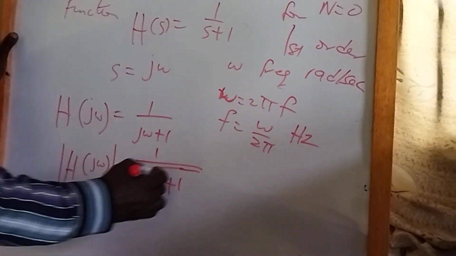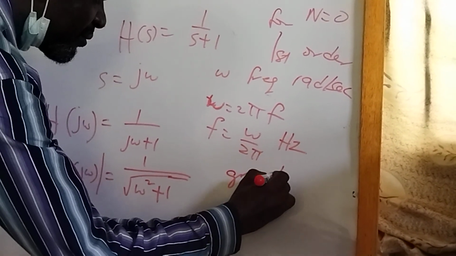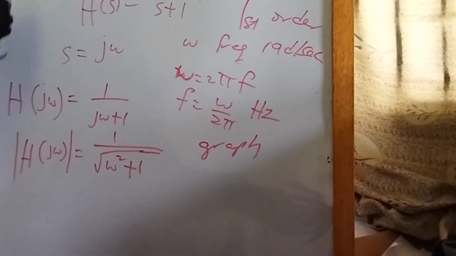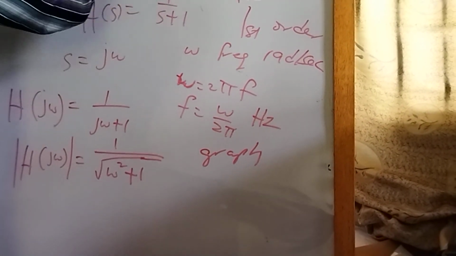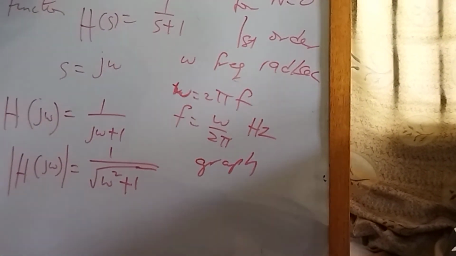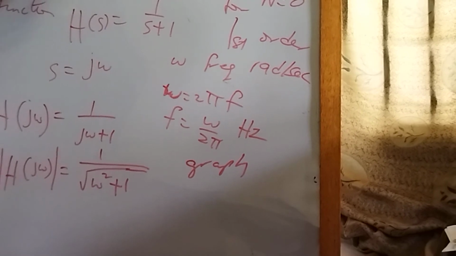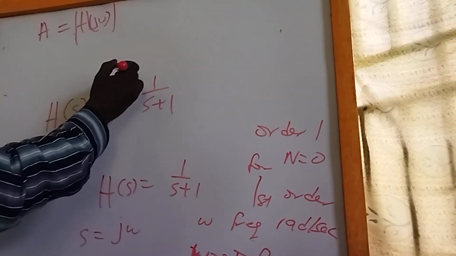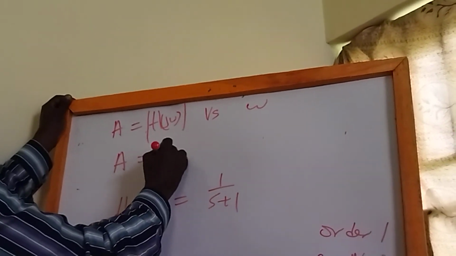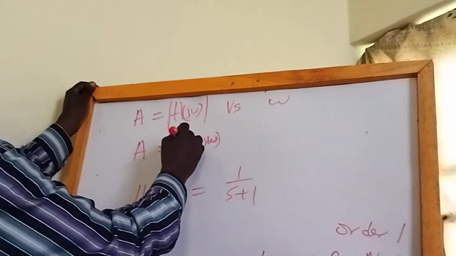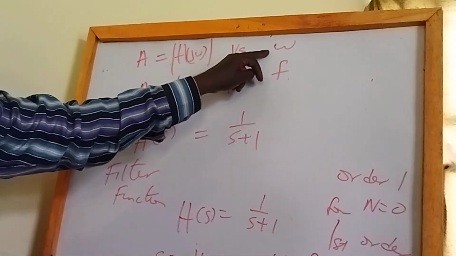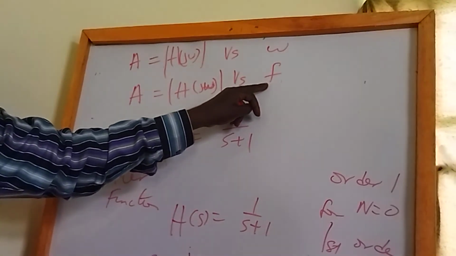So, by graphing, we can plot the amplitude |H(j omega)| versus omega. Or we can plot the amplitude |H(j omega)| versus frequency. We can plot it against omega if we like, or against frequency if we like.